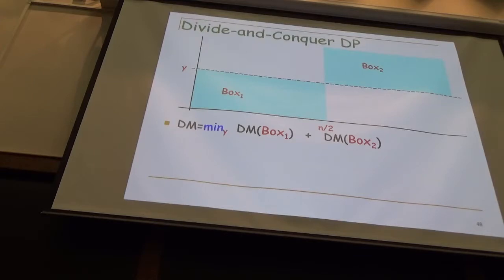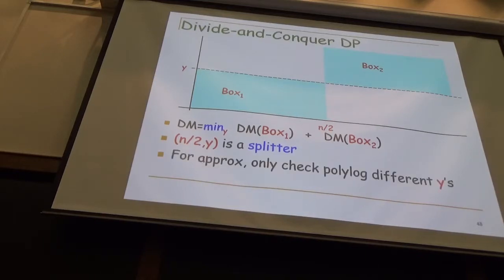So the distance to monotonicity is the minimum over y, so you choose the height, of the distance to monotonicity in box 1 plus the distance to monotonicity in box 2. And we'll call this pair n over 2, y the splitter. It divides you into two problems. And for approximation, we don't have to check all possible y's. It turns out it suffices to check polynomially many y's. So if you take, let's say, evenly spaced y's, polynomially many, then you do this kind of calculation.